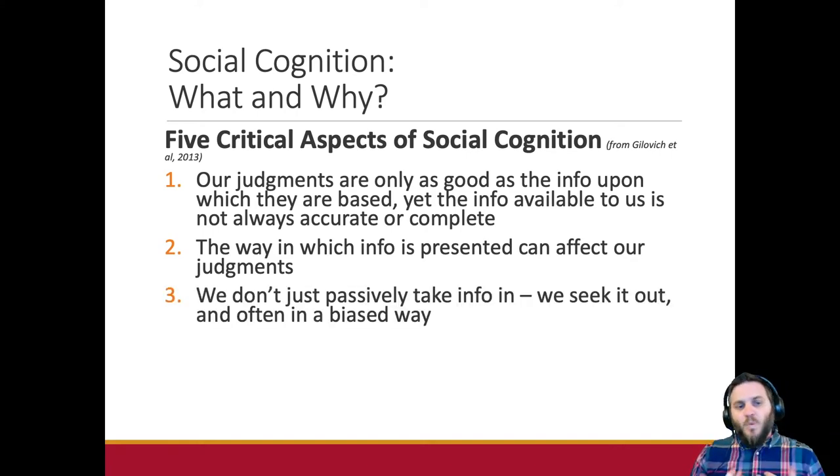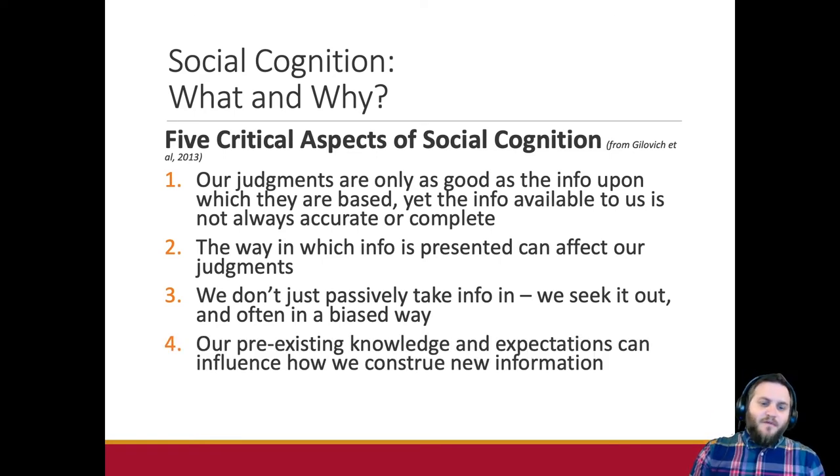Number three, we don't just passively take info in. We seek it out, and often in a biased way. Confirmation bias. Again, this is confirmation bias through and through. So we are going to hammer that one in. Okay. Number four, our pre-existing knowledge and expectations can influence how we construe new information.